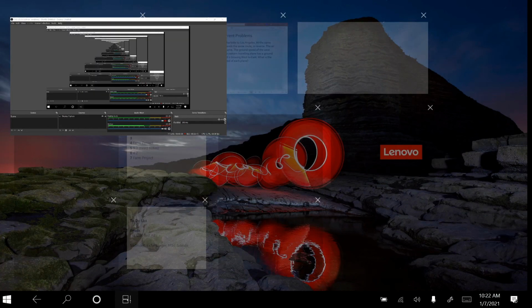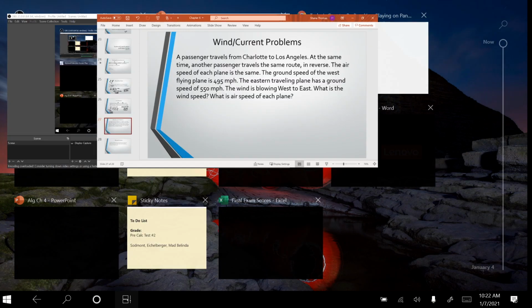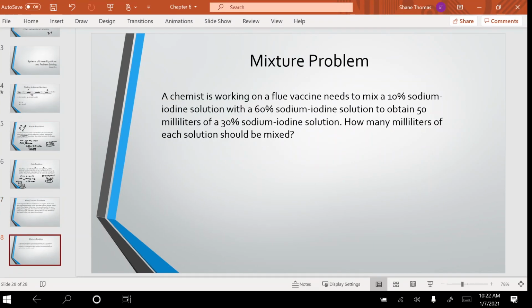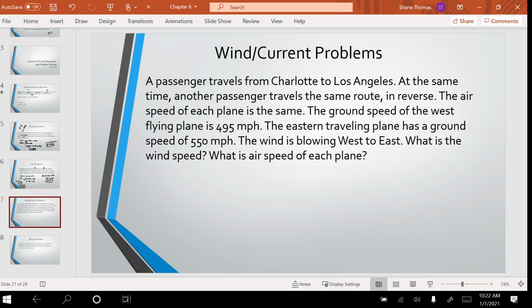All right. So we're going to do a wind current problem, and we're going to do a mixture problem. So, wind current problem. A passenger travels from Charlotte to Los Angeles. At the same time, another passenger travels the same route in reverse. The airspeed of each plane is the same. The ground speed of the west flying plane is 495 miles per hour. The eastern traveling plane has a ground speed of 550 miles per hour. The wind is blowing west to east. What's the wind speed? What is the airspeed of each plane?